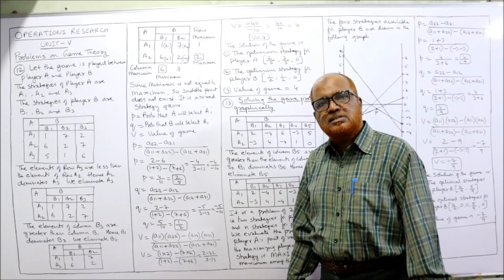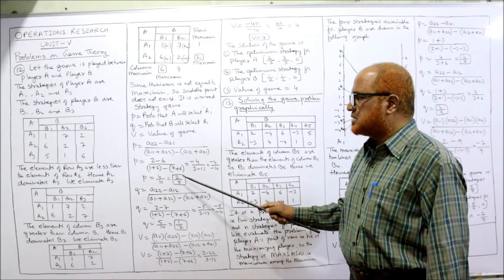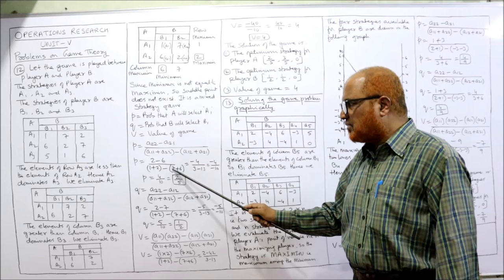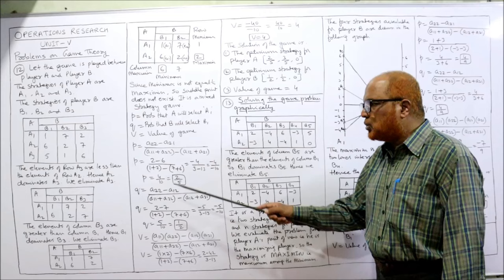So here P is (A22 minus A21) divided by (A11 plus A22 minus A12 minus A21), which is 2 minus 6 divided by 1 plus 2 minus 7 plus 6. So 2 minus 6 is minus 4. 1 plus 2 is 3, 7 plus 6 is 13. So minus 4 divided by minus 10. 3 minus 13 is minus 10. Minus minus will get cancelled, 4 by 10 or 2 by 5. So 2 by 5 is the P value, probability.